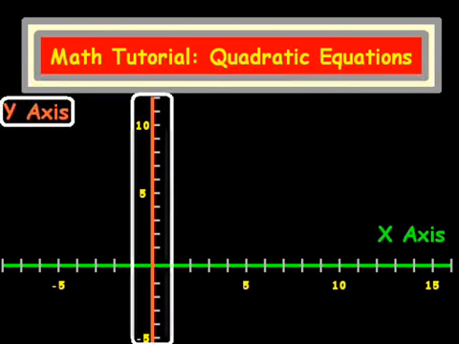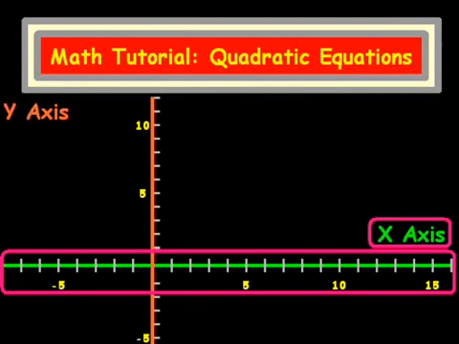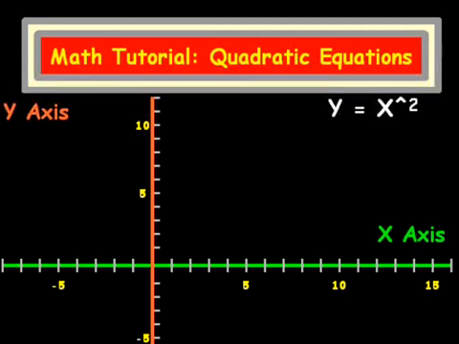In front of me I have a y-axis in orange, and we also have an x-axis, and that's going to be in light green. Our first quadratic equation we're looking at is y equals x squared.